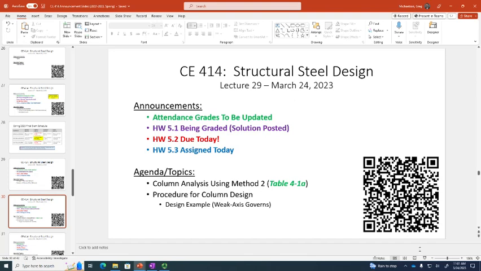Okay, all right, everybody, let's get started. I checked yesterday, and 5.1 was still being graded. I don't know if it's graded yet, but I do know the solution's posted. One thing I'll say about the solution for 5.1 is I posted the PDF of the solution, not the actual Excel sheet, because if you had any errors, I want you to see if you can go back and correct that. I don't normally say that, but with this one homework assignment, understanding the manipulation of the AISC column curve equations is really important because we're doing it a lot.